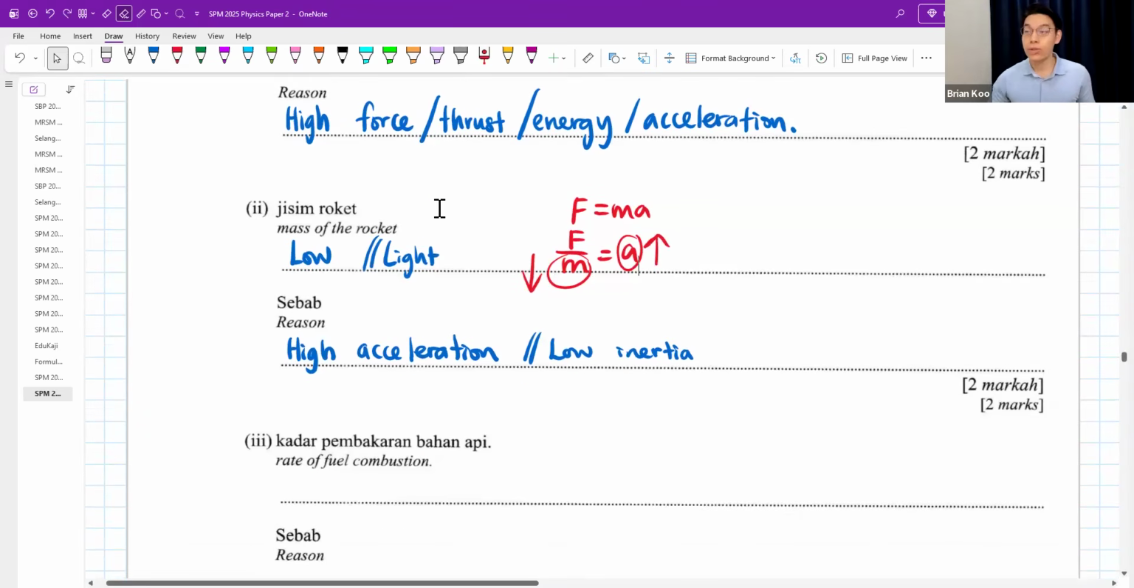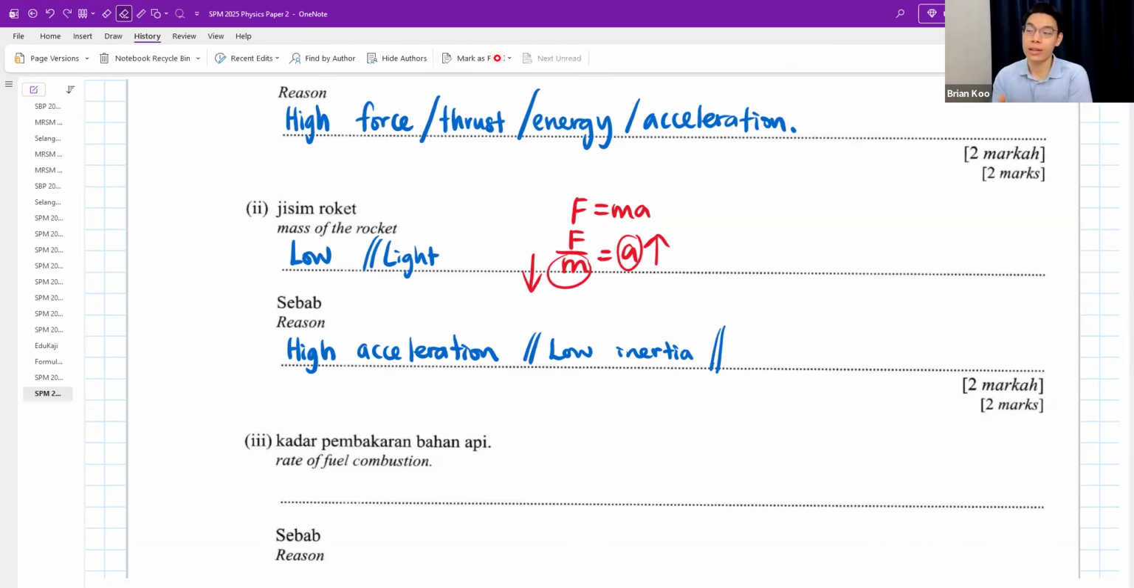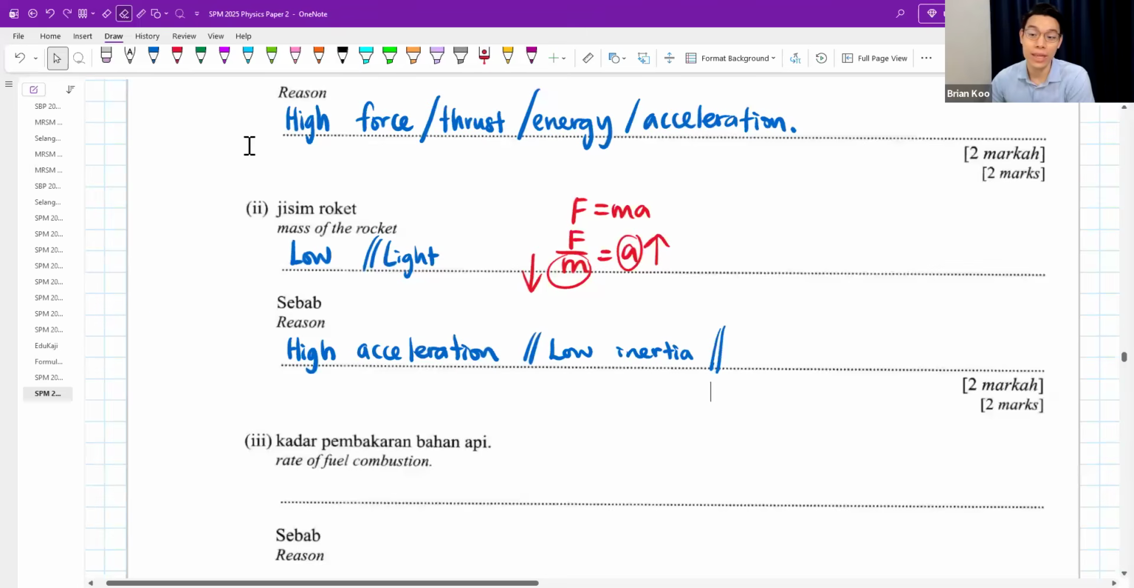Okay, you can also say I will need a lower amount of fuel to accelerate the rocket. I don't need so much fuel. I need a lower amount of fuel. I can save some fuel. You can also say that if the acceleration is high, then the resultant force will be high. Easier for you to push the rocket up to a greater speed.